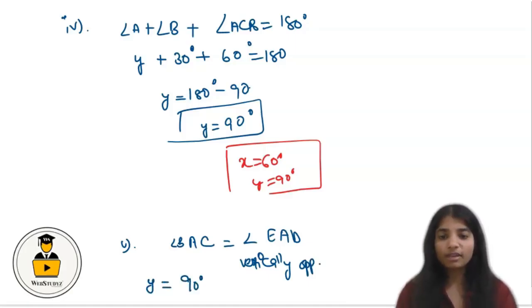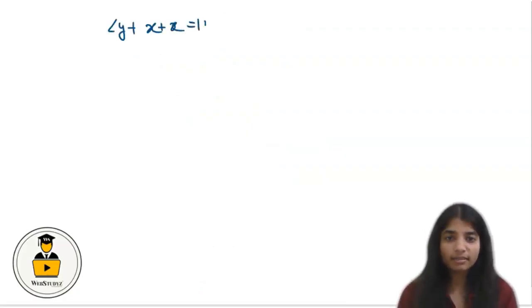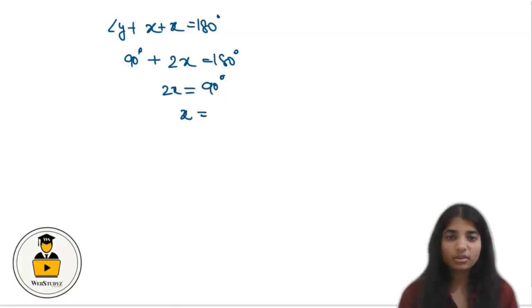Now we have the value of y. We know that the sum of all the interior angles of a triangle is equal to 180 degrees. So we consider y plus 2x is equal to 180 degrees. We have the value of y, that is equal to 90 degrees. So 90 plus 2x is equal to 180 degrees. Solving this, 2x is equal to 180 minus 90, that is equal to 90. Further solving, we get the value of x, that is equal to 45 degrees.